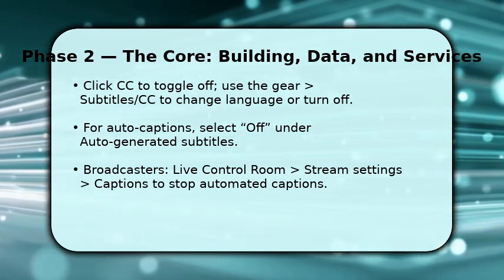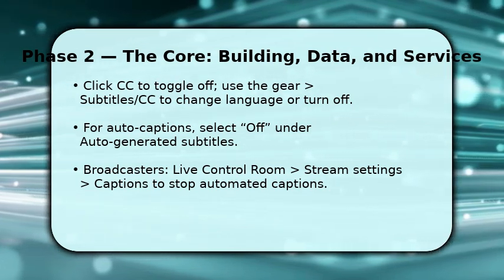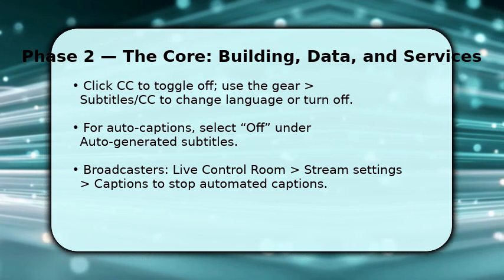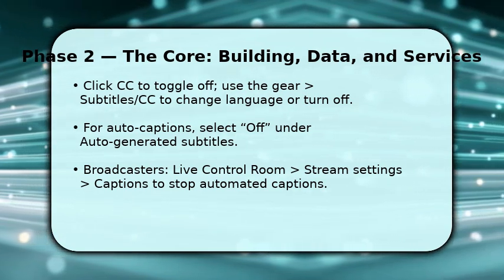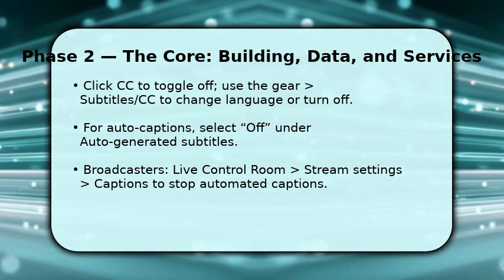If you're the broadcaster, go to YouTube Studio's live control room, open stream settings, and disable captions from there so future segments won't auto-generate. To finish, refresh the player and rejoin the live stream. Captions should no longer appear.